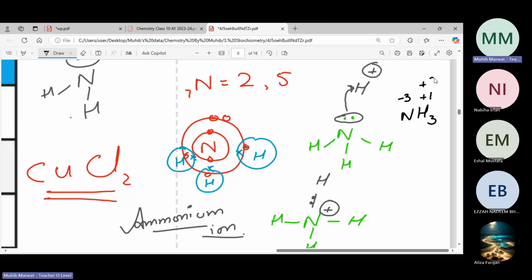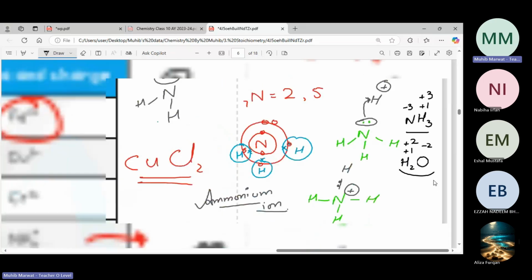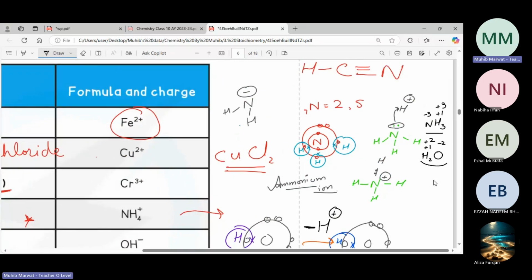So that will be +3. So +3 and -3 cancel out each other. That's why this is a neutral molecule. Same is the case with water. Its valency is +1. There are 2 hydrogen atoms, so the total will be +2 and oxygen is -2. So -2 and +2 cancel out each other and this compound will be neutral. The sum of the charges will equal 0.